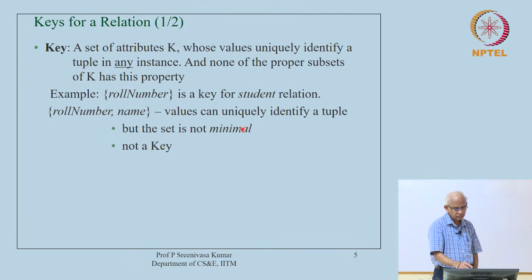So, this set, though it can uniquely identify a tuple, is not minimal and hence is not a key, because a key is a set of attributes whose values uniquely identify a tuple in any instance, and none of the proper subsets of that has this property. It has to be minimal.